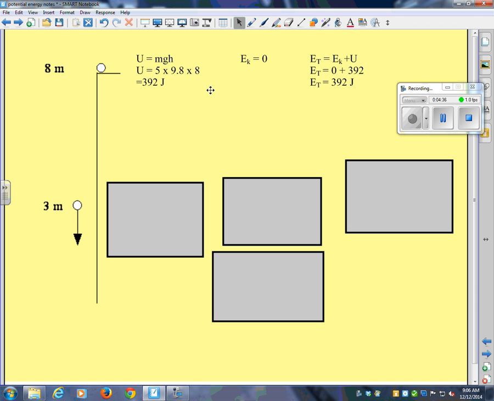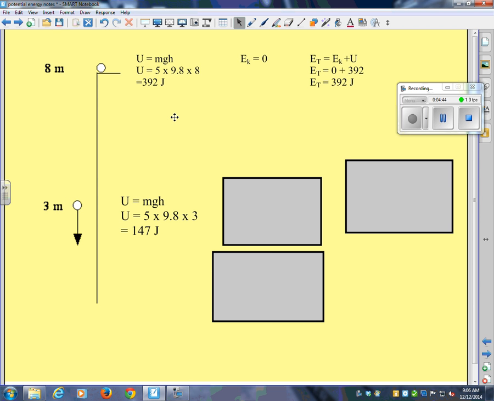Okay, so that's what we just wrote, right? Now it's at 3 meters of height. Or is it? And here's where I always get confused. I confuse myself. Oh yeah, it is. It's at a height of 3. Mass remains the same. 9.8 remains the same. Height is now 3. We now have 147 joules of potential energy.